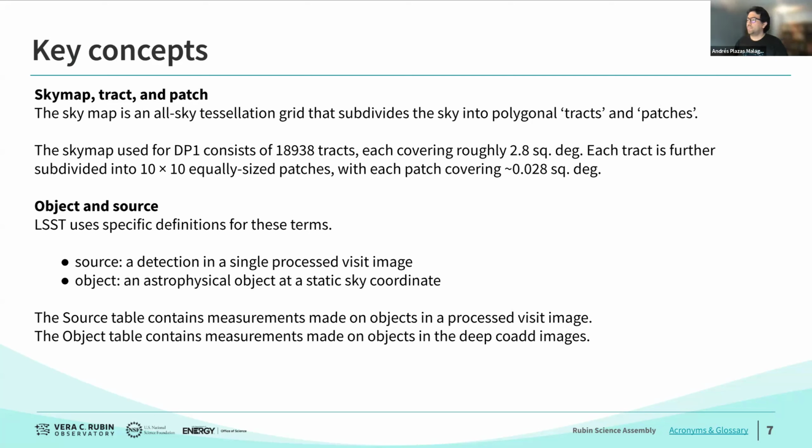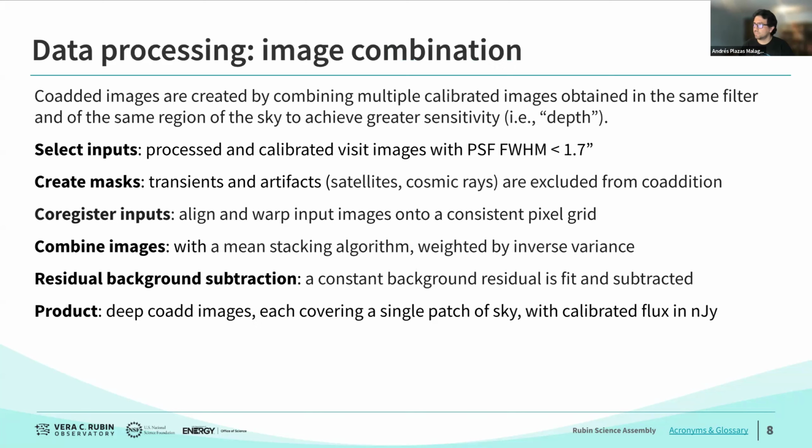Other important concepts are object and source, and the LSST uses specific definitions for these terms. A source is a detection in a single processed visit image, and an object is an astrophysical object at a static sky coordinate. The Source table contains measurements made of objects in a processed visit image, and the Object table contains measurements made on objects in the deep coadd images.